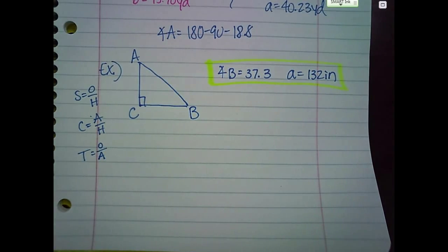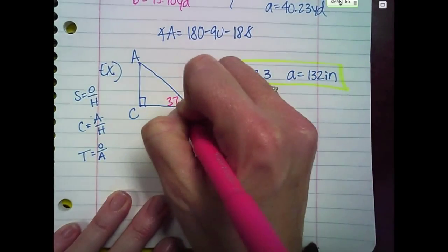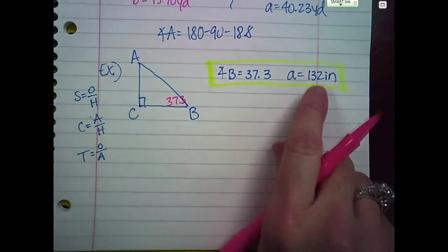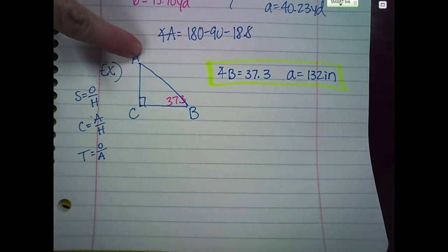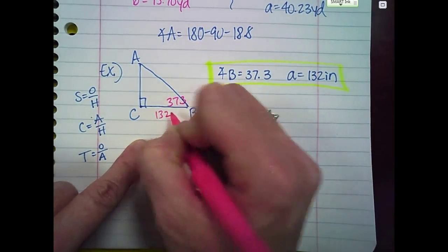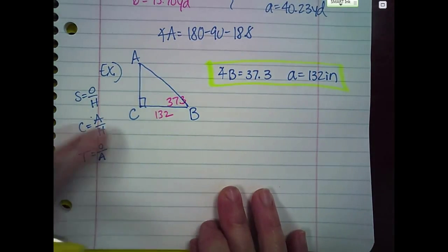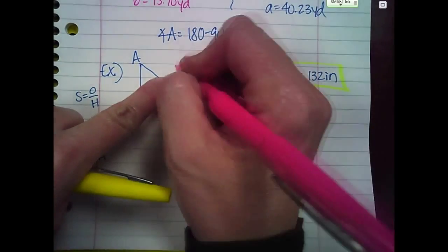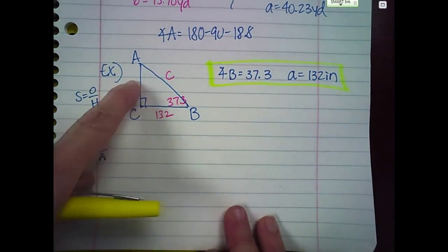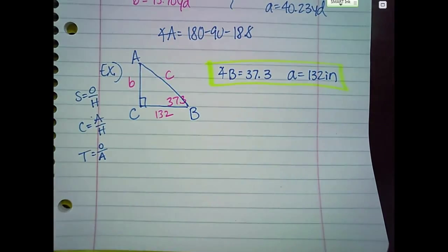Alright, so step one is to label in a different color. So this is 37.3 and A. Now remember, its side is across from it. So this is angle A, across is side A. So this is side A. Let's label the rest. This is angle C, across from it is side C. It's back to geometry, right? This is angle B, across from it is side B.